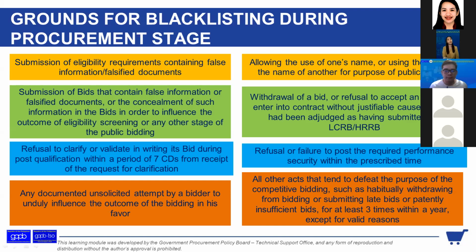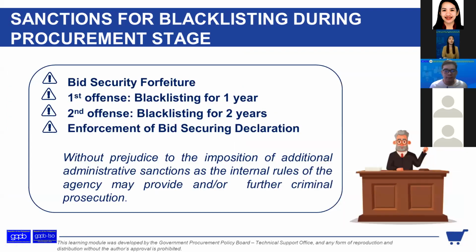So, what are the sanctions for blacklisting during procurement stage? Of course, mapi-forfeit. During procurement stage, andyan pa yung bid security nila. So, mapo-forfeit yun for first offense. For blacklisting, just like suspension, blacklisting for first offense could be for 1 year and second offense for 2 years. Then i-enforce din natin yung bid securing declaration if ever BSD yung ginagamit.